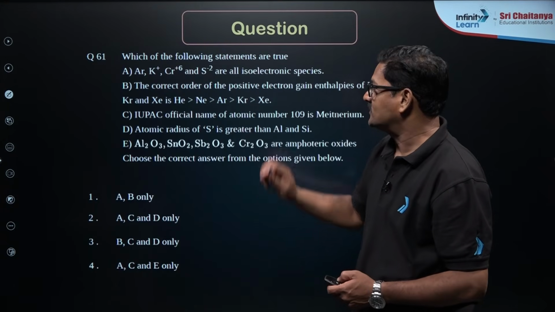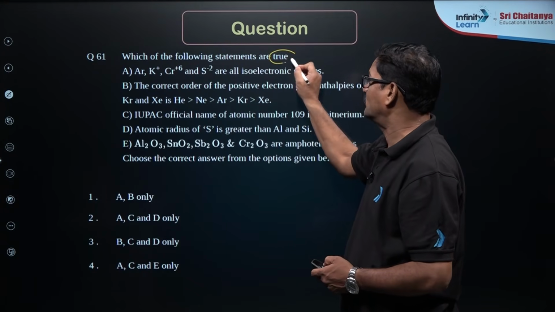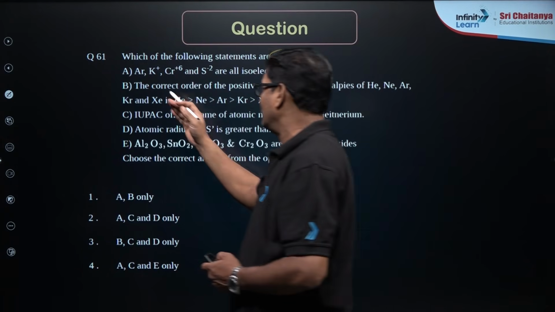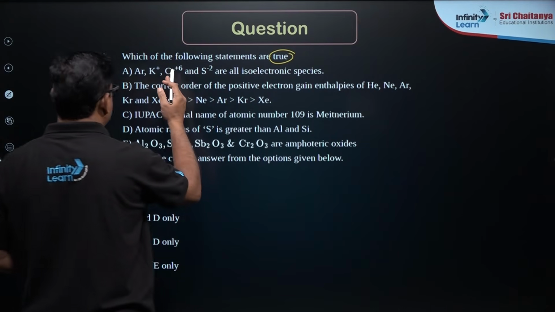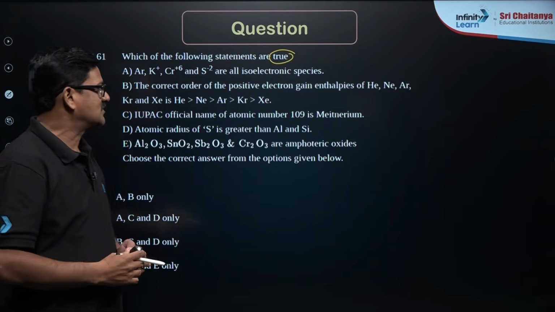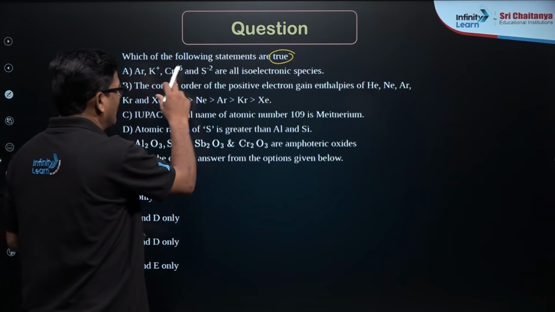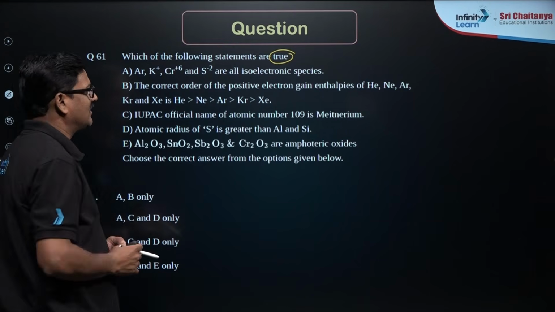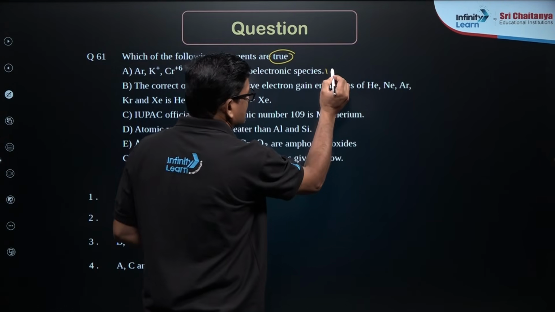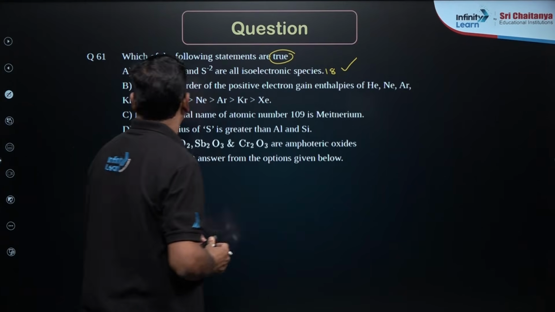Students, this question is asking about which of the following statements are true. So let us identify the true statements. Argon, potassium plus, chromium 6 plus, S2 minus are all isoelectronic species. Yes, all are having the same number of electrons. So you are going to get an 18 electron species. So it is a true statement.